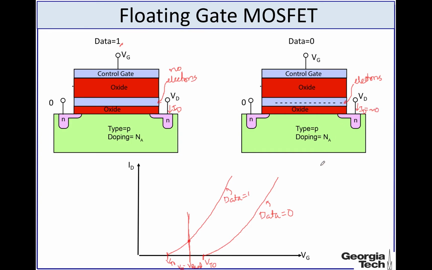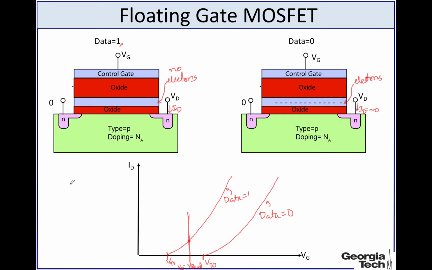So in other words, when you apply a gate voltage to the floating gate MOSFET which is in between the threshold voltages for data equals 1 or data equals 0, then the current that flows through the channel of this MOSFET, the current that flows from drain to source, will depend on the value that is stored in the floating gate MOSFET.